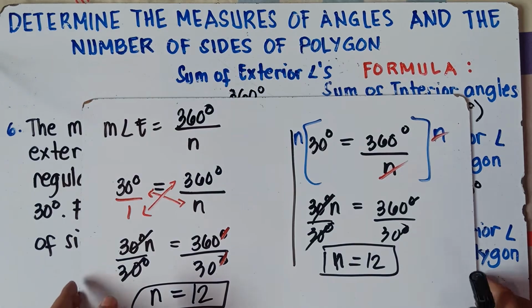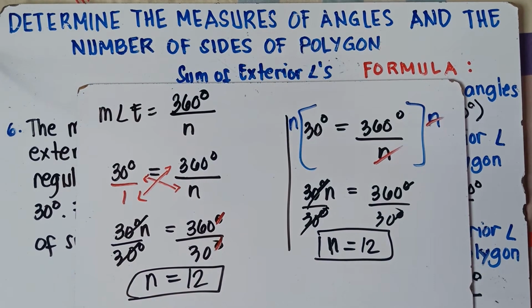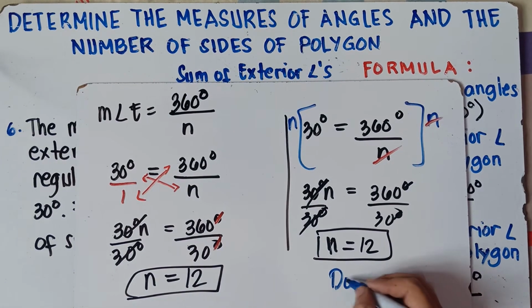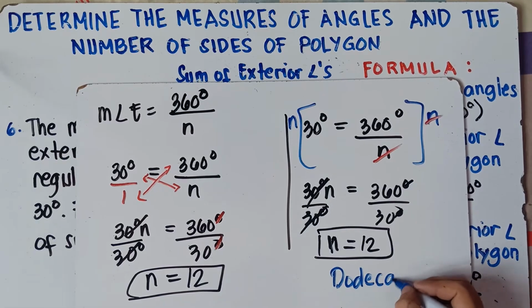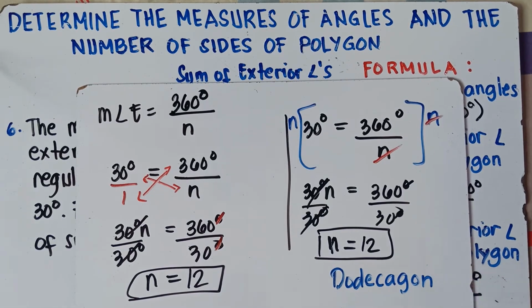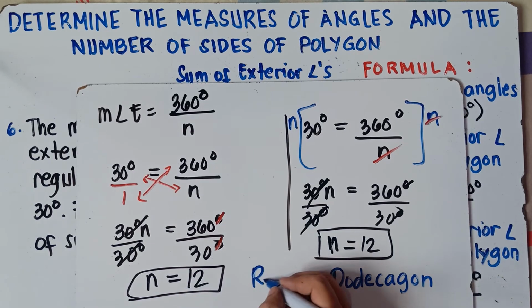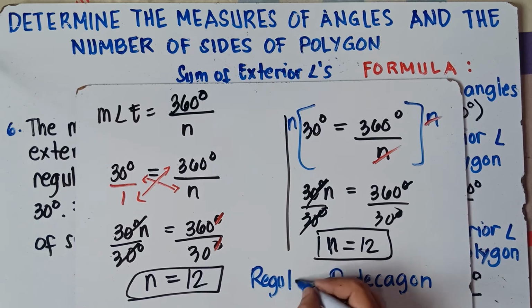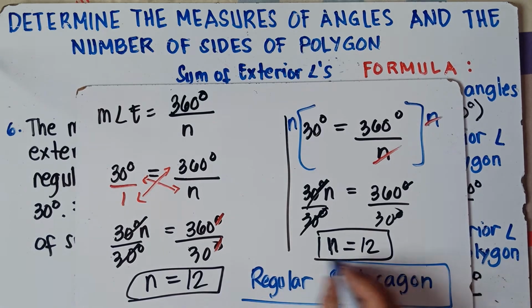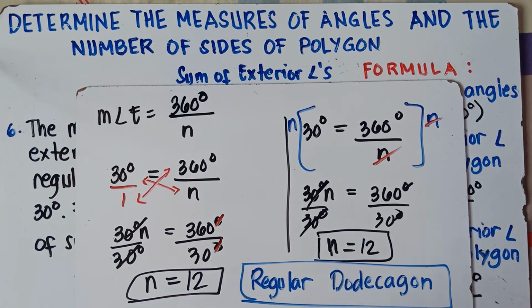Now, what do you call, class, a polygon with 12 sides? Just to remember, class, a polygon with 12 sides, that's correct. This will be a dodecagon. And do not forget, class, we have equal measure of exterior angle. This will be a regular dodecagon. Alright, all set for number 6.